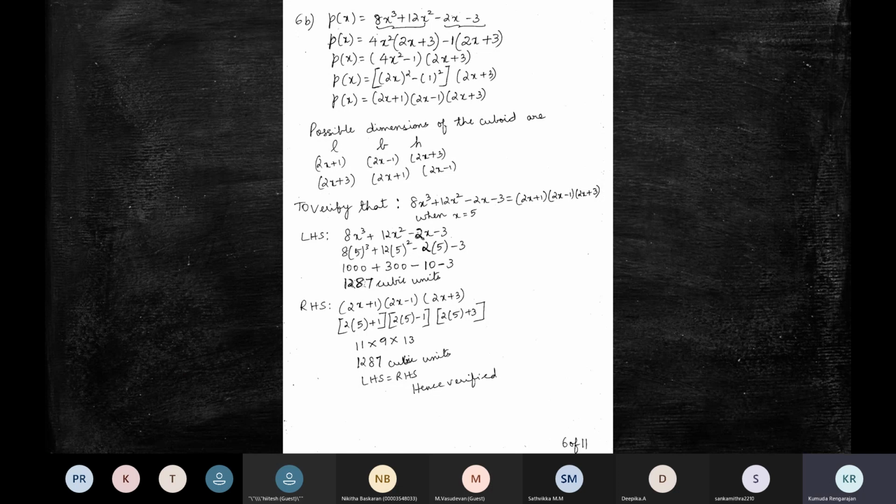Dimensions of the cuboid, again, you'll have to factorize. Here we were able to factorize 6b. I'm talking about 6b, the given polynomial is a cubic polynomial. You can try to factorize by grouping. If that does not work, then you have to factorize by using the factor theorem. So to factorize using factor theorem, you'll have to find one factor and then divide the given polynomial by that one factor. That will give you the quotient. You'll have to factorize the quotient to find the remaining two factors.